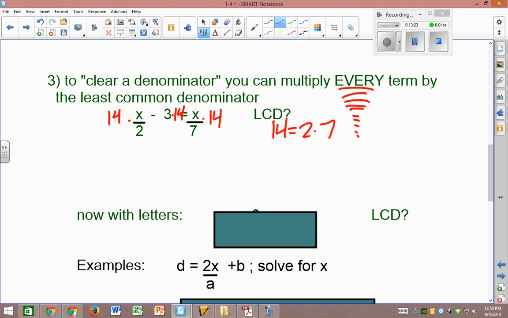I'm not going to finish this problem, but that's the term that you would multiply by. Does that make sense?